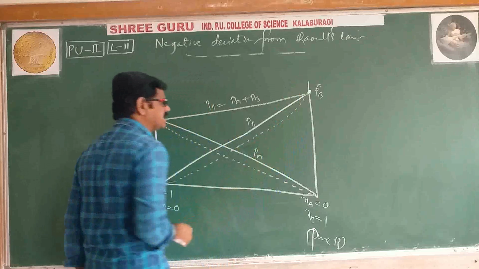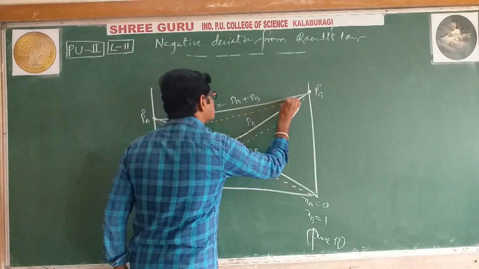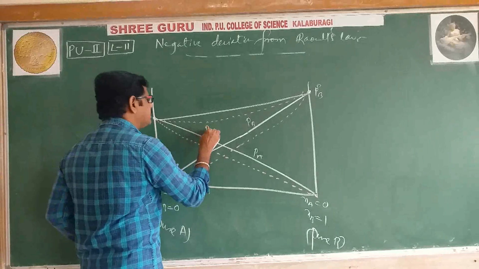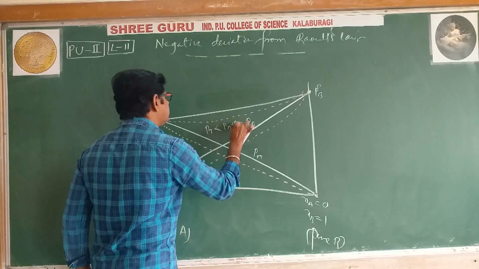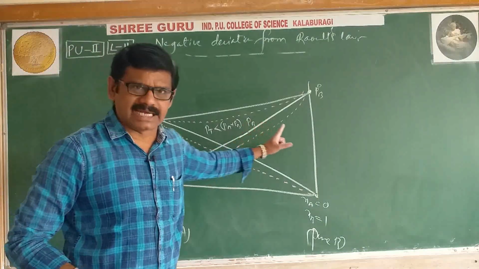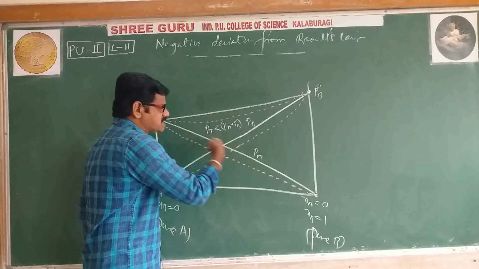Because it is a curve for negative deviation. Here also, the net also has to be shown below only, remember. Then here, what is the symbol? PT less than PA plus PB. That's it. This is a graphical representation for negative deviation.